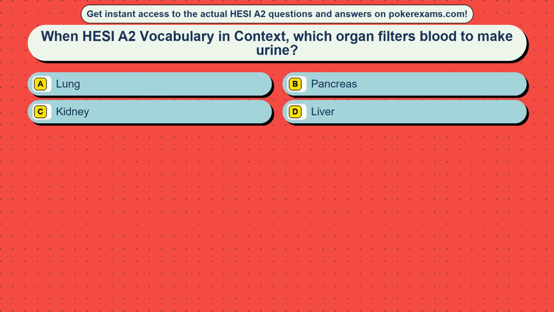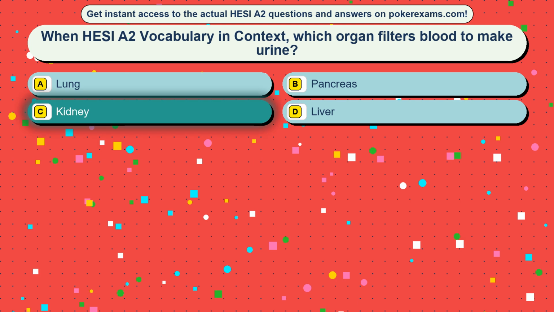Question 19. When HESI A2 vocabulary in context, which organ filters blood to make urine? Option A, lung. Option B, pancreas. Option C, kidney. Option D, liver. The correct answer is option C, kidney.